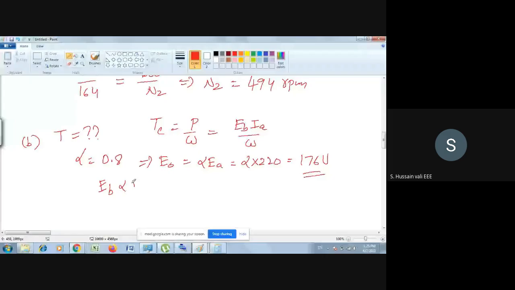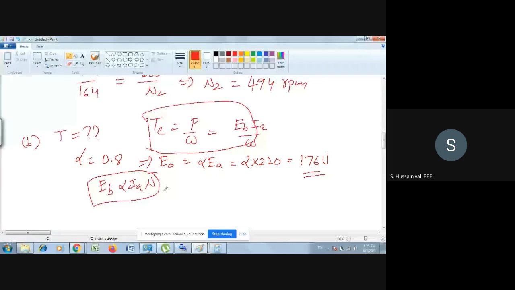Okay, so we do one, 600. So now EB, now this question: EB is proportional to IA into N. Where we also know another equation, that is EB equals IA by omega. Then EB, okay, then we do one thing.